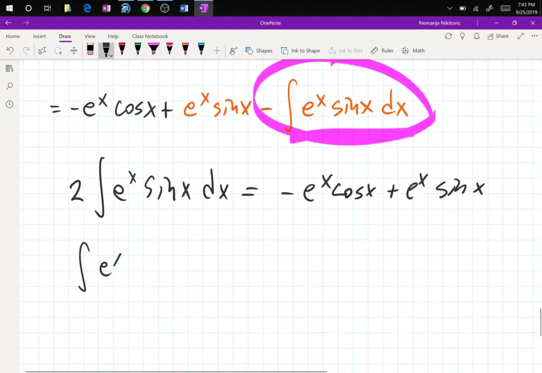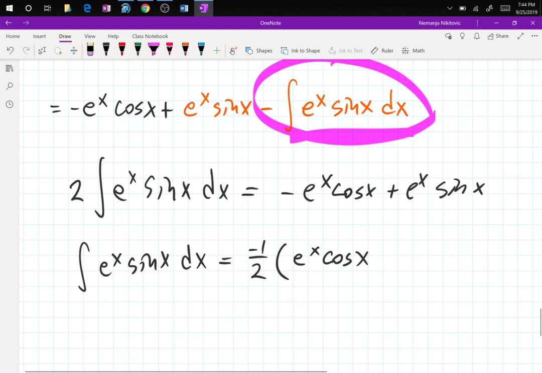So the integral of e to the x sine x dx is equal to negative 1/2 times e to the x cosine x plus, no, minus, because when I factor out minus, yeah, it will be minus e to the x sine x plus c, and we move on with our life. So you are going to go and rewatch this as many times as you need, right?